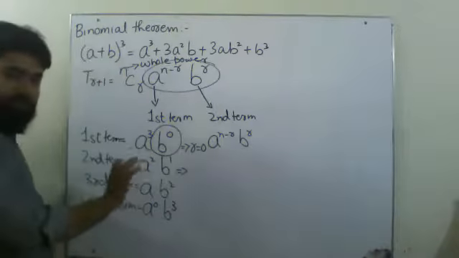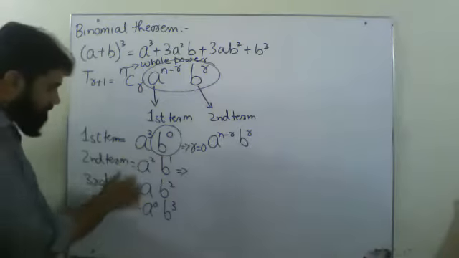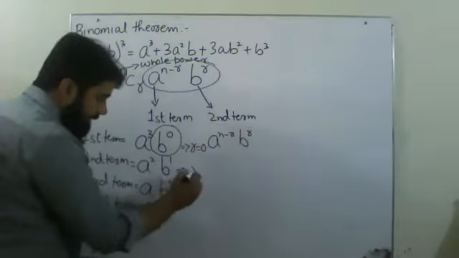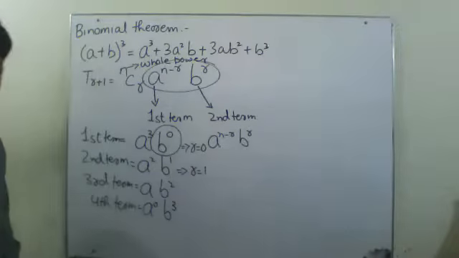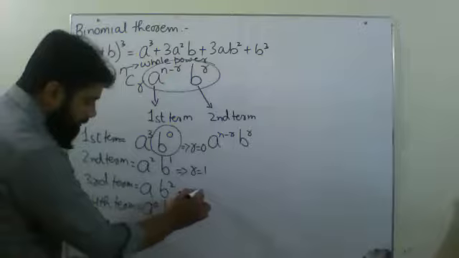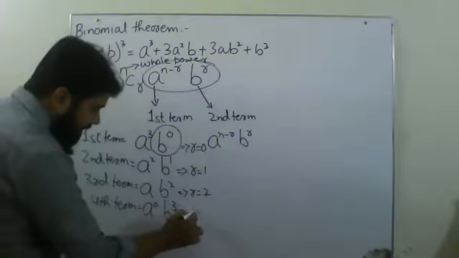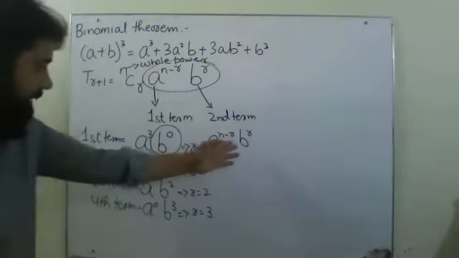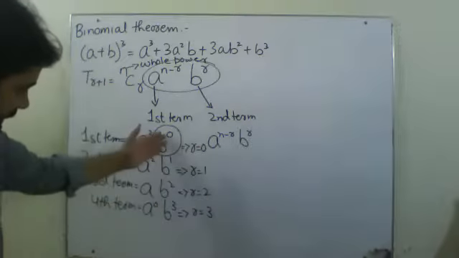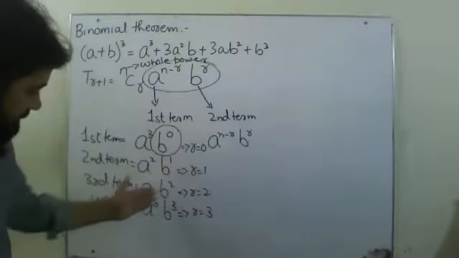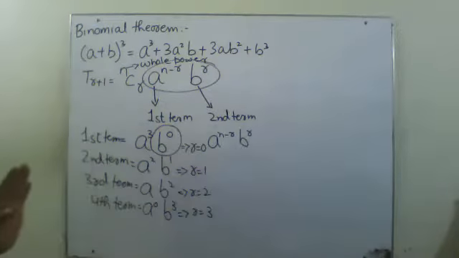Let's talk about this one. I'm just talking about this thing: b to the power 1, b to the power r. It means r is 1 over here. In this one, r will be 2. In this one, r will be 3. When I'm comparing it with this one, I have written what the value of r will be for each of these terms.